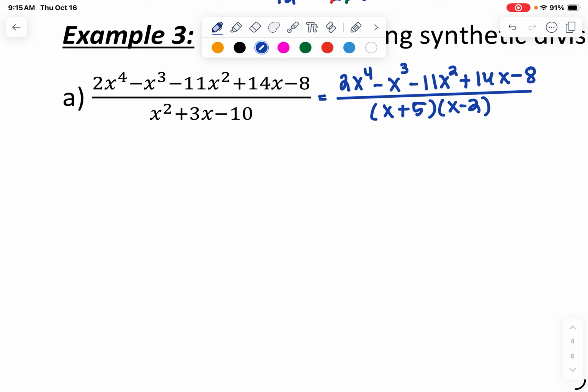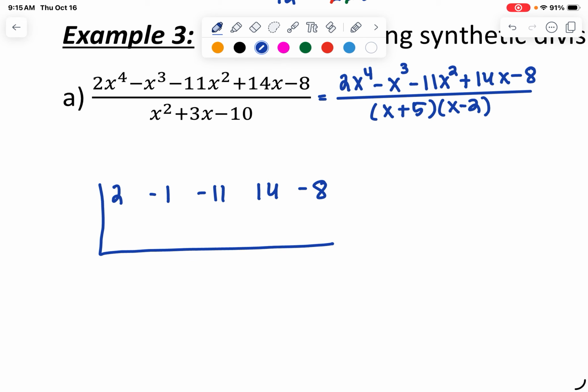Let's go ahead and synthetically divide this. I'm going to write down my coefficients. There was no skipping. So 2, -1, -11, 14, and -8. So I'm going to synthetically divide. I have to divide by -5 and by 2. So now I have to pick which one I'm going to start with, okay? So I personally would pick the 2 because that's a smaller number, and multiplying by 2 is easier. And then I can do the -5, and I'll have to do it with fewer numbers, okay?